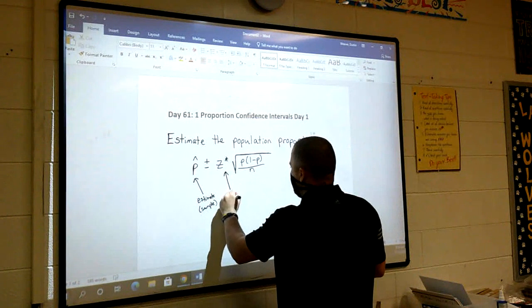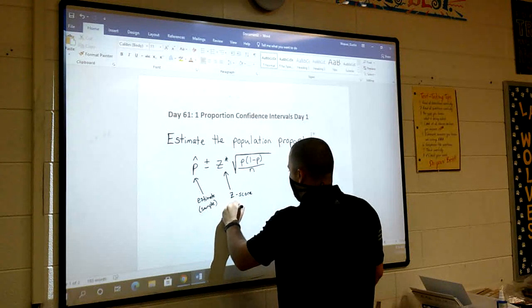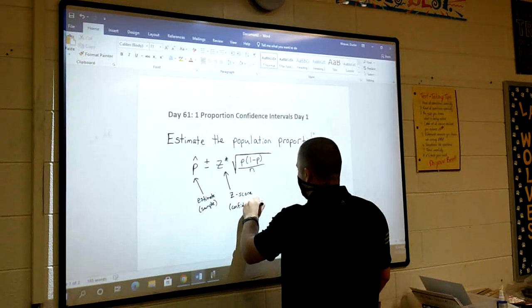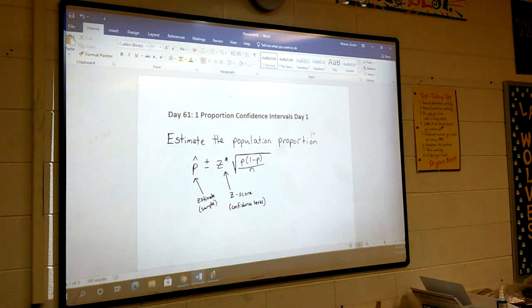This is a z-score. This comes from our confidence level, so how confident we want to be. And we'll talk about the different ones in just a minute. The z-score comes from our confidence level. A z-score, typically, we talked about, is how many standard deviations you are away from the mean. It's going to be the same way. If you want to be more confident, then you're going to have to use a different z-score. If you can be less confident, you can use a different z-score. So it just depends on how confident you need to be in your results.